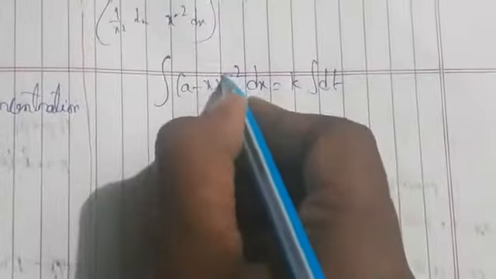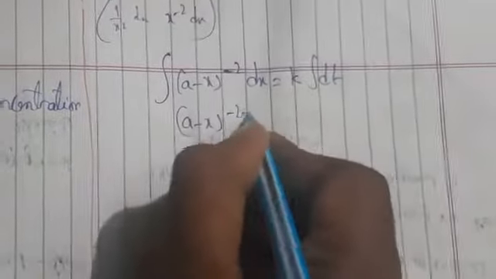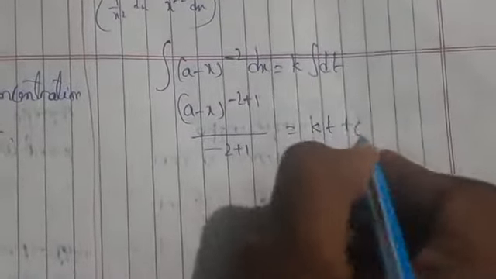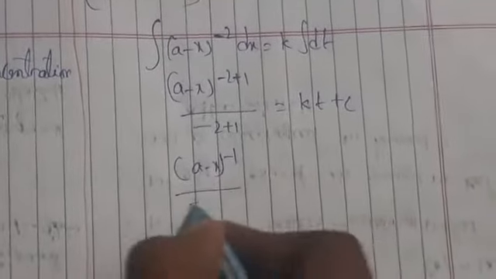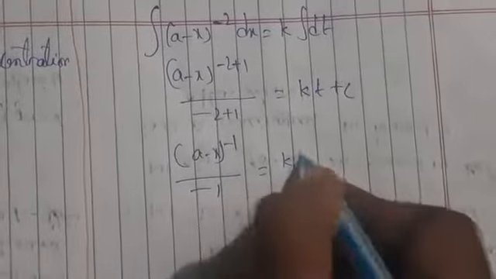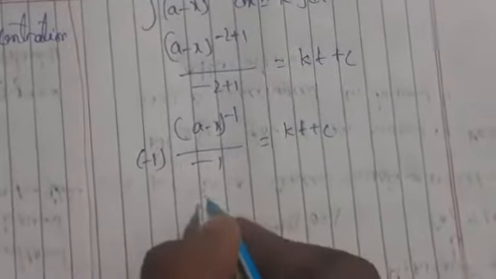Then you are going to get (a minus x) power minus 2 plus 1, divided by minus 2 plus 1, is equal to kt plus c. So you are getting (a minus x) to the minus 1 by minus 1 is equal to kt plus c. Then if you multiply with minus 1, the minus 1 will get cancelled. Then you are getting 1 by (a minus x) is equal to kt plus c. So this is the equation we have got.